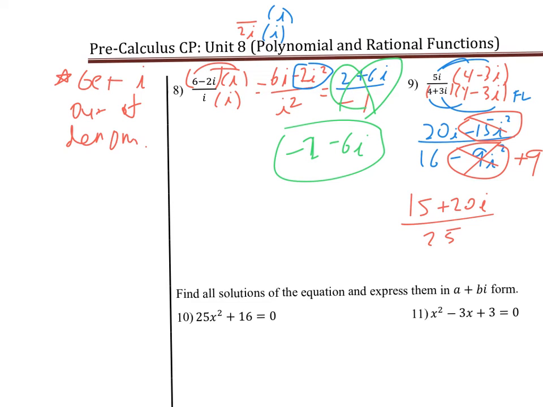And then we'll go ahead and reduce this. So all three of these numbers together can all reduce by 5. So it'll be 3 plus 4i, all over 5. Now, sometimes they will split this up and write it as two fractions. Both are acceptable.